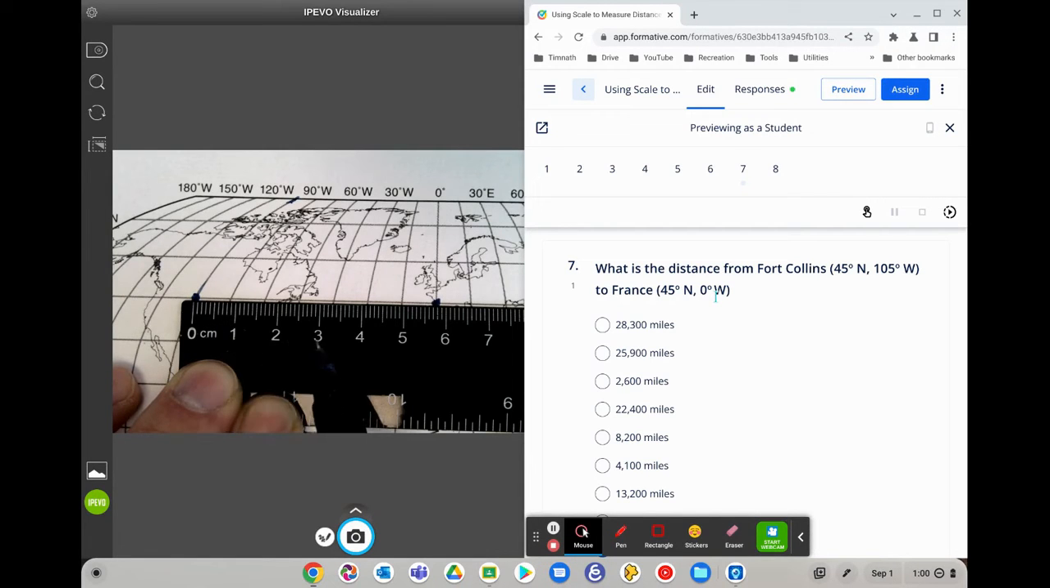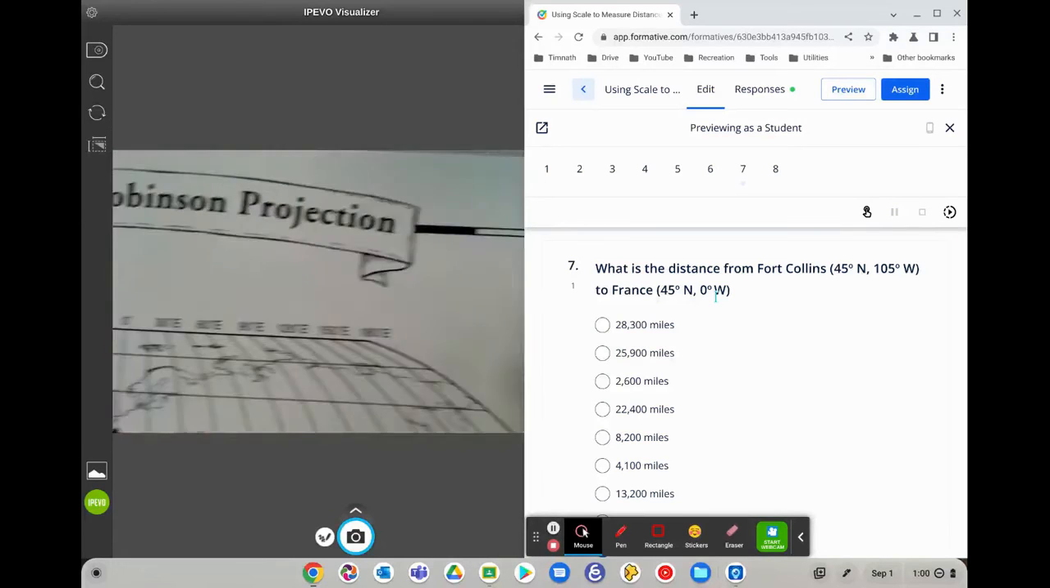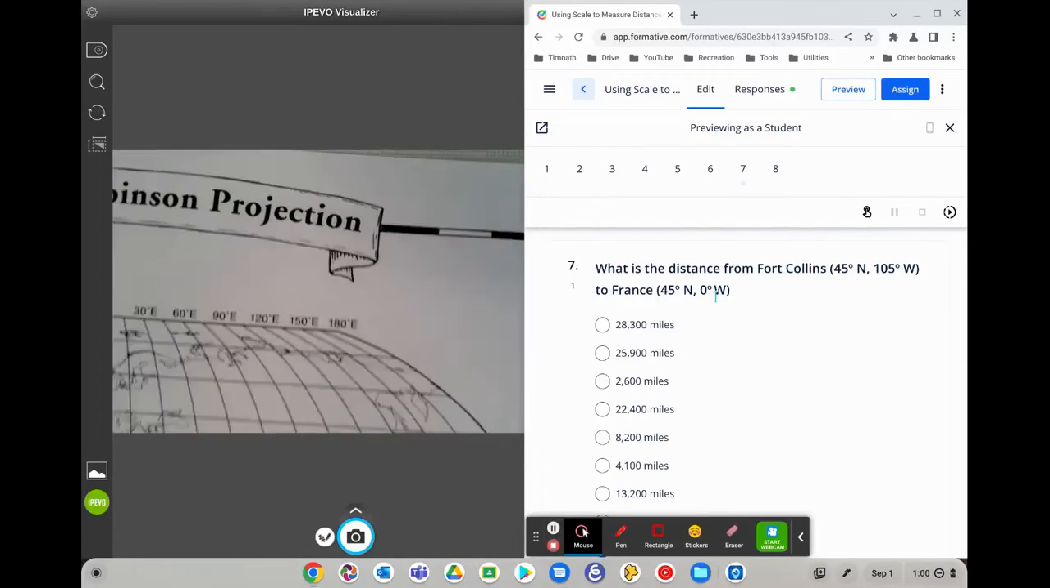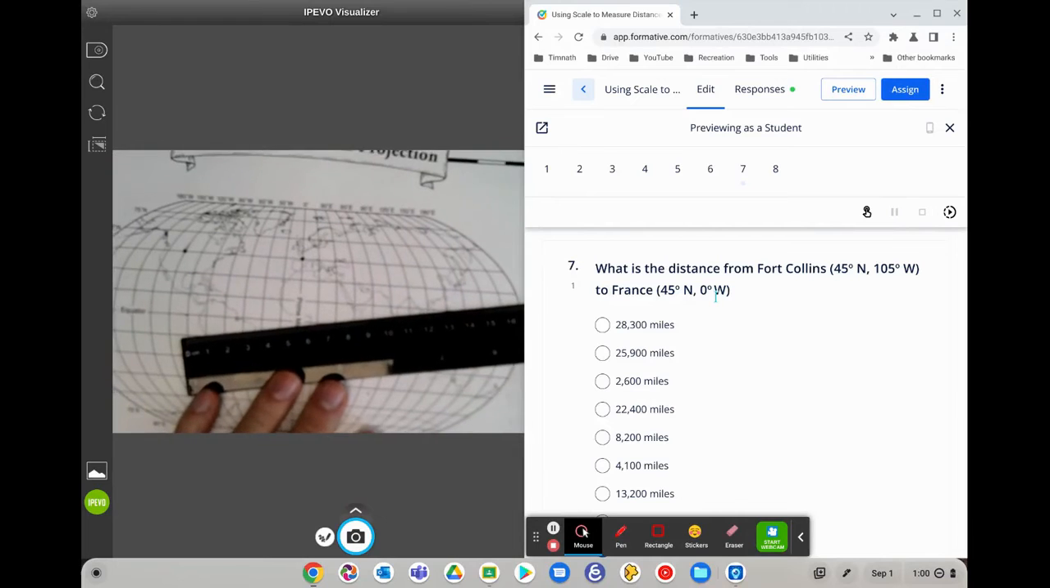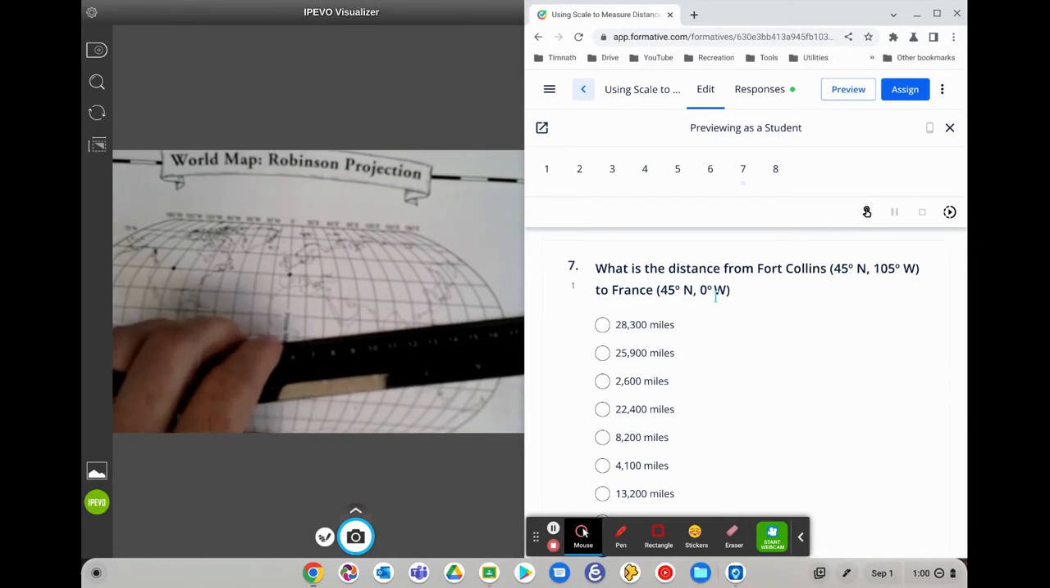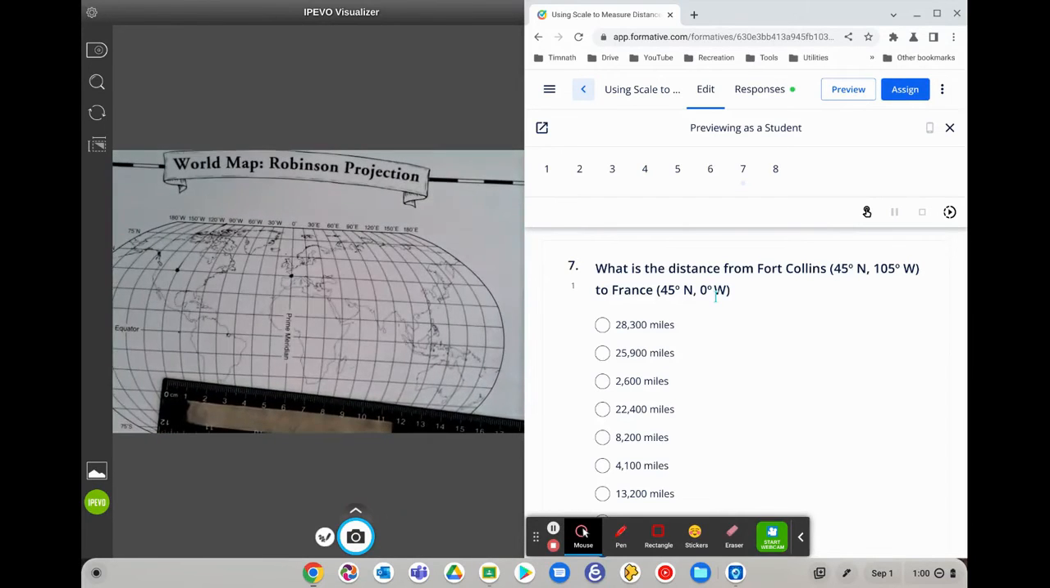10, 20, 30, 40, 50. It's not quite to 60, so we'll go 51, 52, 53, 54, 55, 56, 57, 58. If I was measuring that accurately, it's on the 58 millimeter mark. So writing that measurement down, we are at 58 millimeters is our measurement.